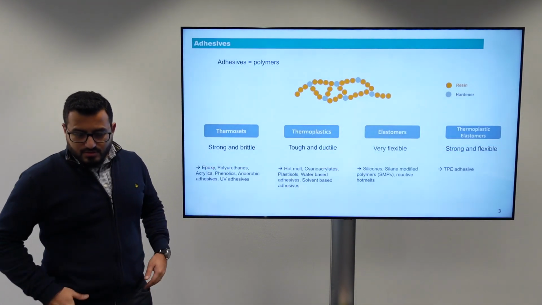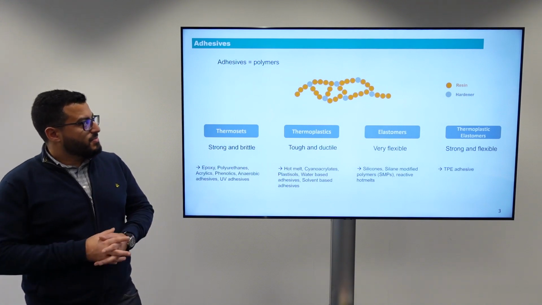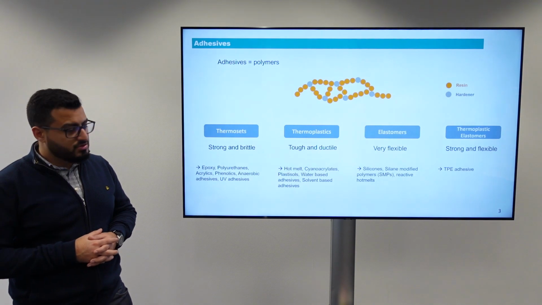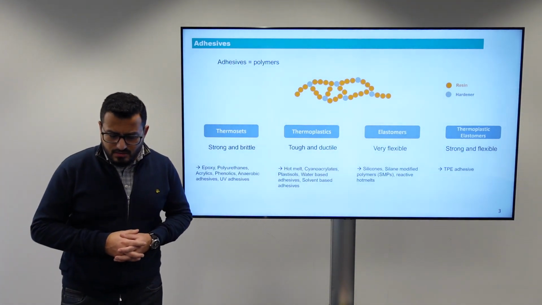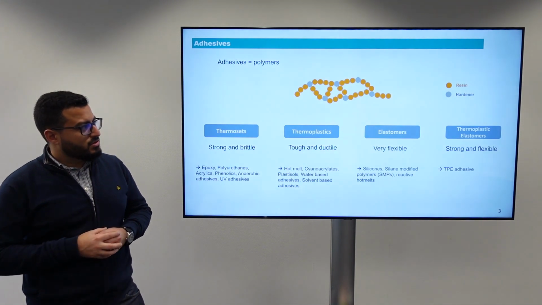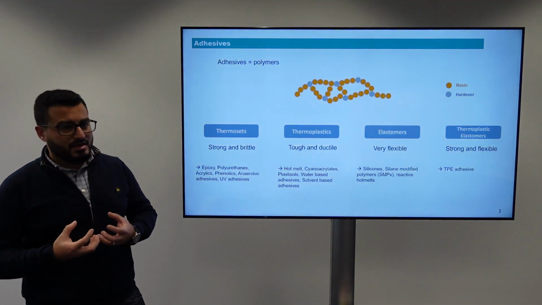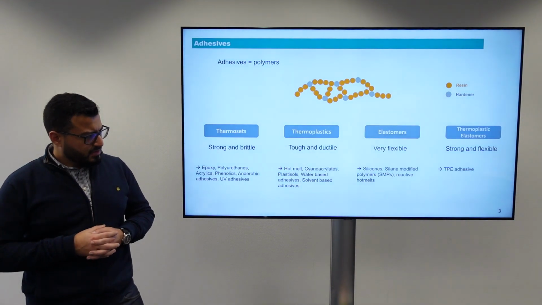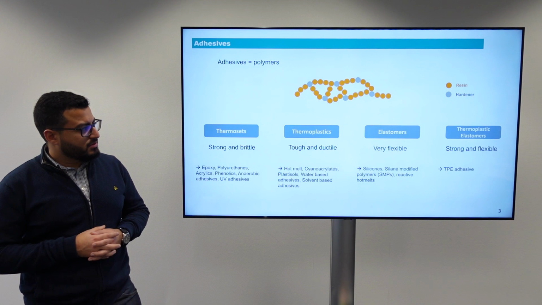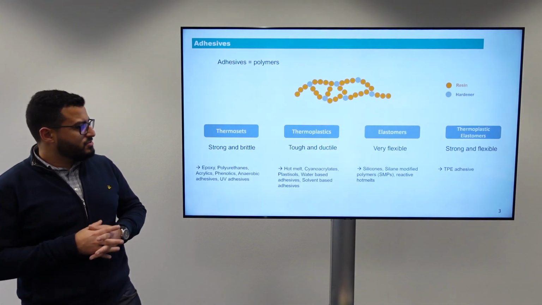Of course, we have to start first with the adhesives. Adhesives are actually polymers that are made up of a group of molecules connected together. Adhesives are mainly consisting of a resin and a hardener material. And if we want to classify the adhesives, we can classify them into 4 main groups.